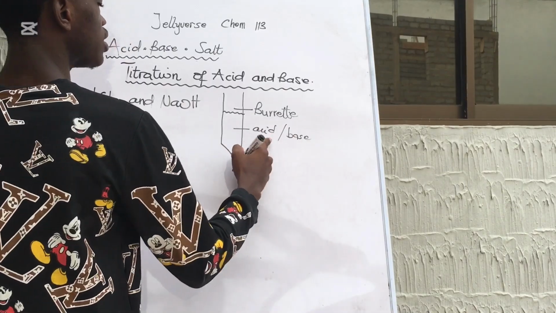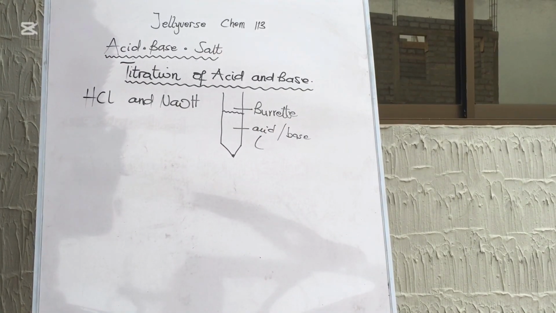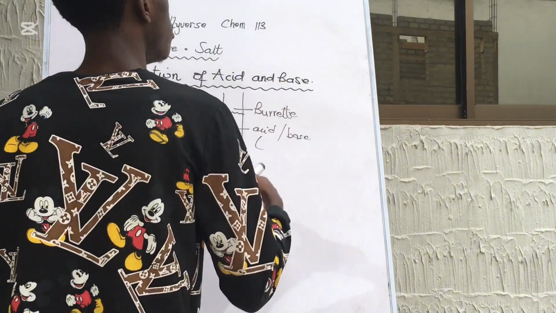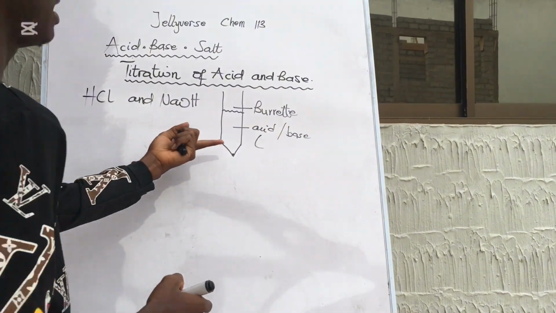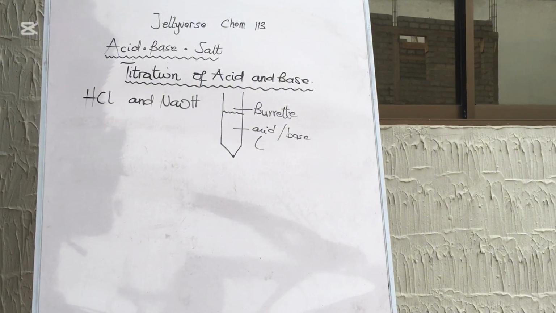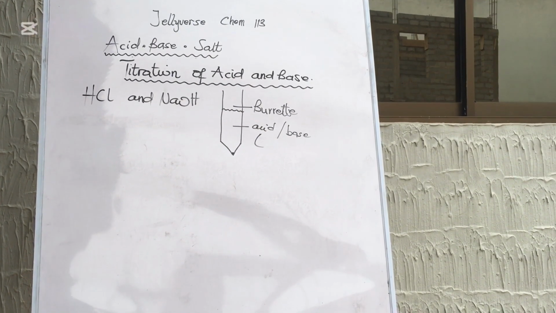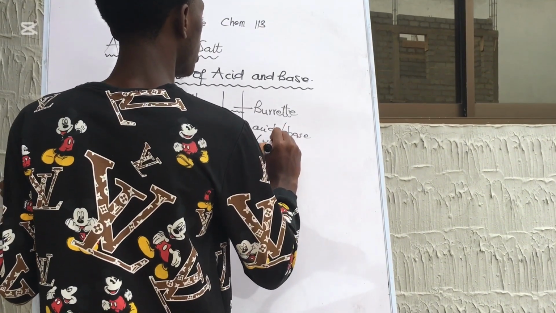Usually this one does not have a known concentration. So the one in the burette is what you are going to use to determine its concentration. If it's a base, then you perform the titration to get the concentration of the one in the burette. So if it's an acid or a base, its concentration is unknown.